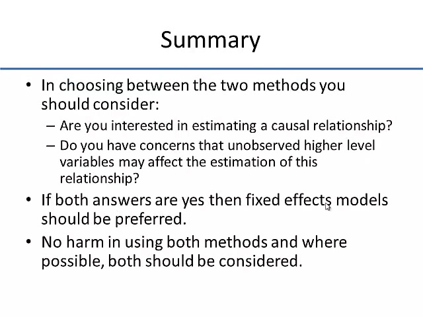So just to summarise, if you're working with structured data, as we often are in social science, consider these two questions. Are you interested in estimating a causal relationship? You may not be. You might be just interested in trying to describe the data and estimating associations, which a lot of quantitative work in social science does. If you are interested in estimating a causal relationship, ask yourself whether you have concerns that there might be bias in not accounting for unobserved higher level variables that will affect your estimation of that relationship. And if you answer both questions with a yes, then you should really be looking at using fixed effects models.